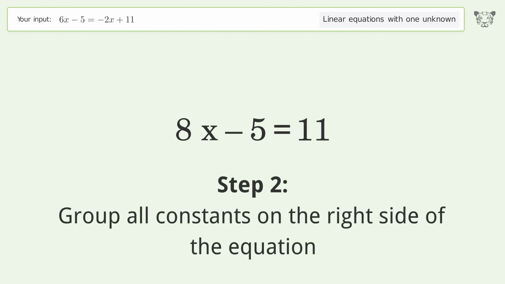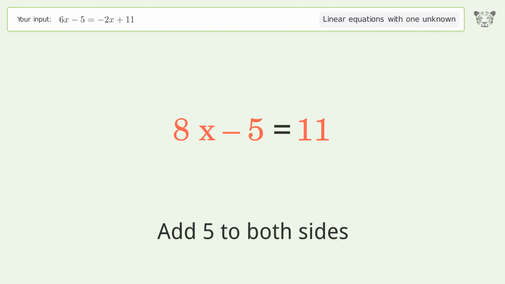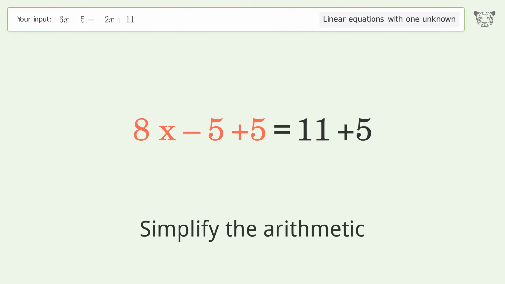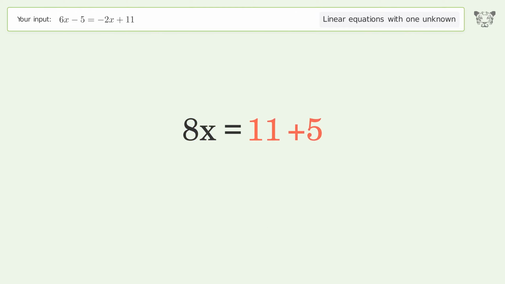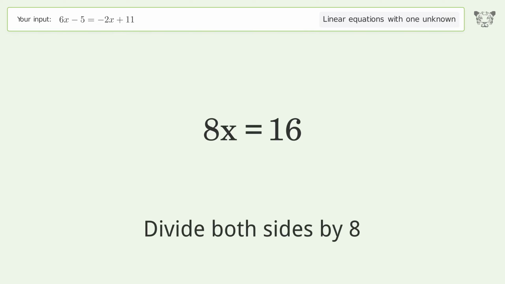Group all constants on the right side of the equation. Add 5 to both sides. Simplify the arithmetic. Isolate the x. Divide both sides by 8.